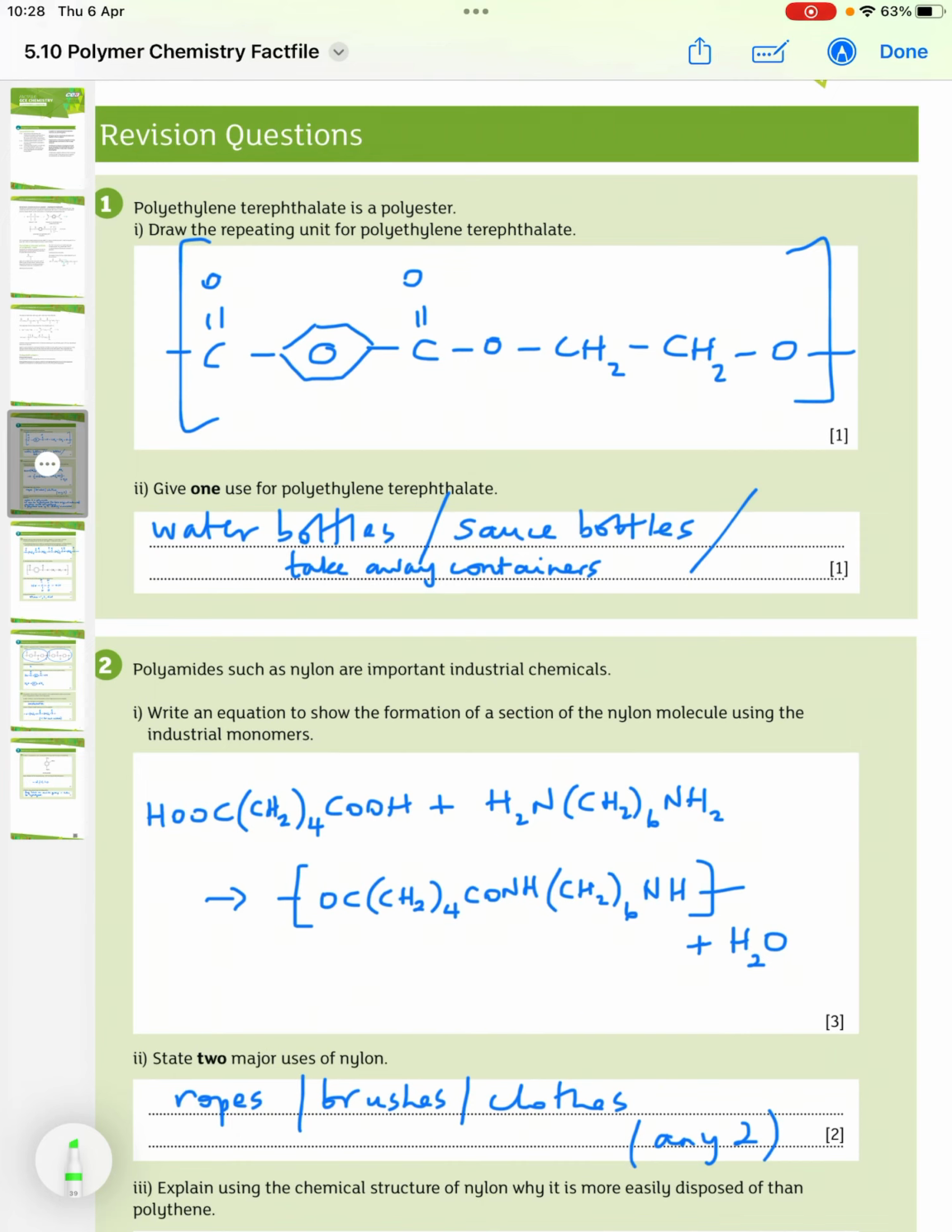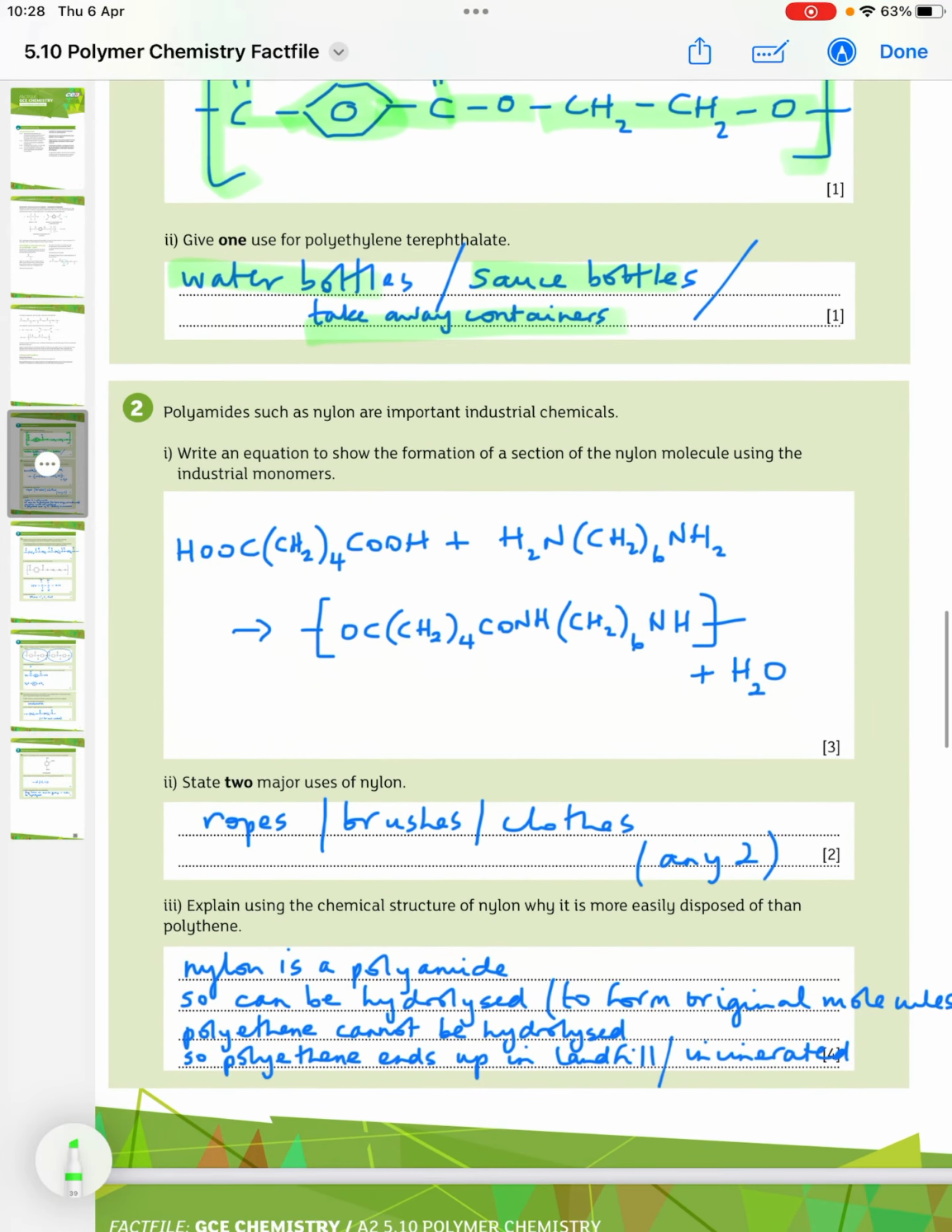It is a benzene ring with what would have been an acid group each side of it. So we've got the two carbonyl groups here. Then we have an O to CH2, CH2, O, and then the brackets show that it is the repeating unit. Give one use for this polymer: water bottles, sauce bottles, takeaway containers, any of those three.